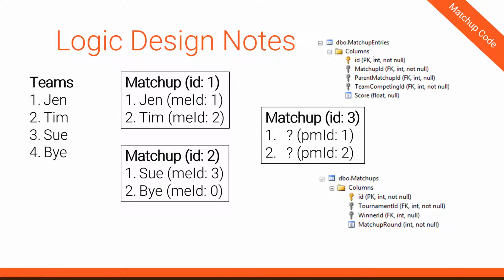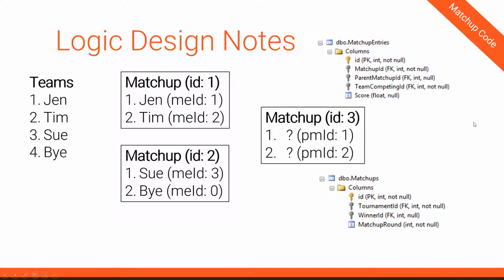And what this represents is the idea that we don't actually have a matchup entry for the bye entry. So we only have one matchup entry for this matchup. For this matchup, we only have one team competing, because it makes no sense to have a matchup entry where the matchup entry ID, or the matchup ID, is for 0, and so on and so forth. There's no information in here that's actually relevant.